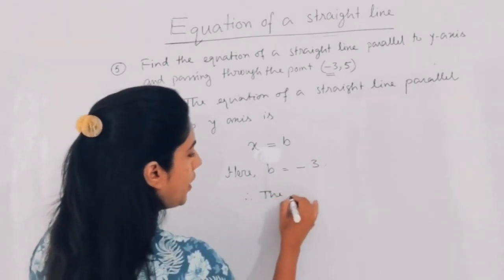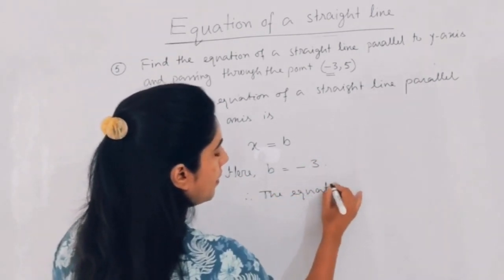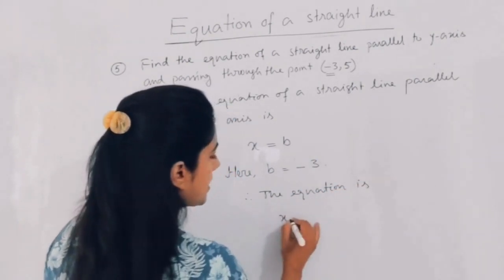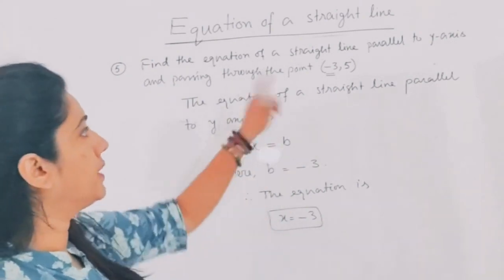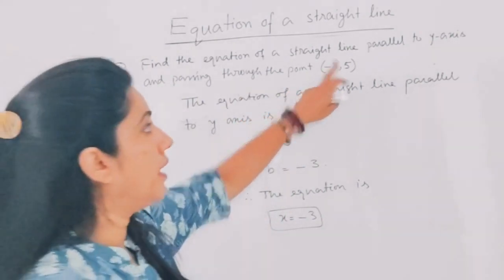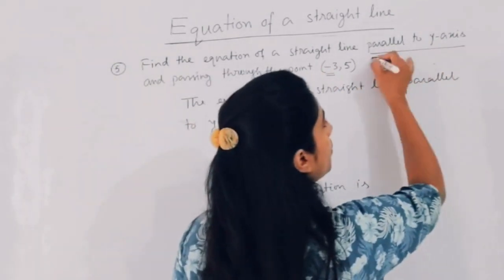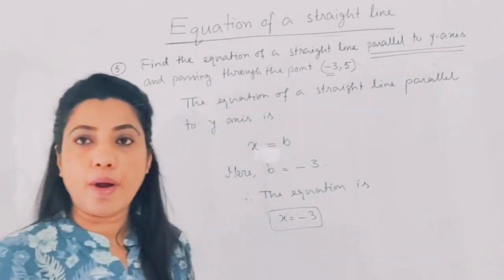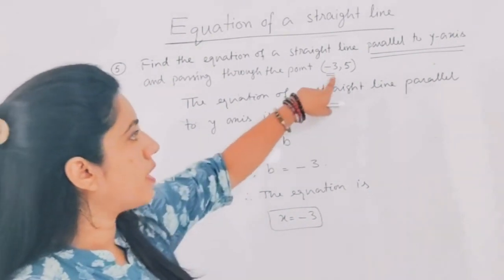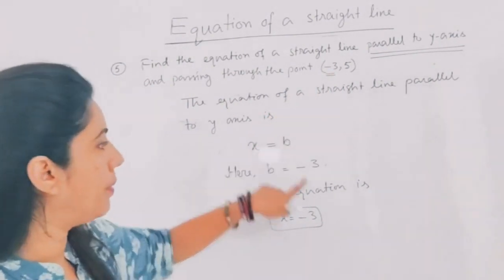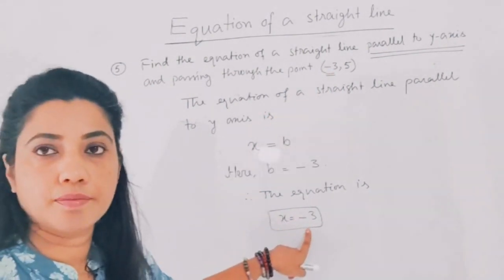Therefore the equation is x is equal to minus 3. That's all. You don't have to do anything else, though they are saying the point is given, but more important, it is parallel to y-axis. So if it is parallel to y-axis, the equation will be in the form of x is equal to b. See what is the value of x given, and in place of b, just put that value. It is done.